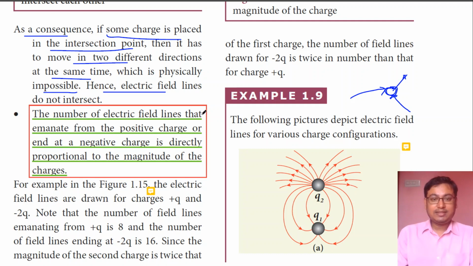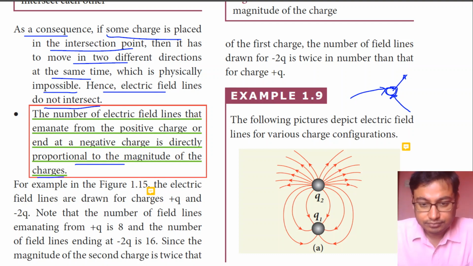Then, the number of electric field lines that emanate from a positive charge or end at a negative charge is directly proportional to the magnitude of the charge. That means the higher the charge, the more electric field lines, and vice versa. For example, in figure 1.15, the electric field lines are drawn for charges plus Q and minus 2Q. Note that the number of electric field lines emanating from plus Q is 8 and the number of field lines ending at minus 2Q is 16.